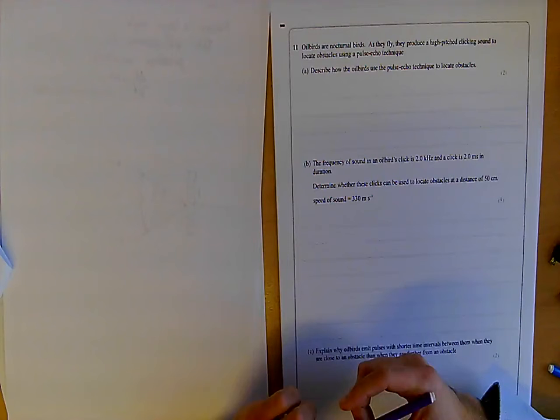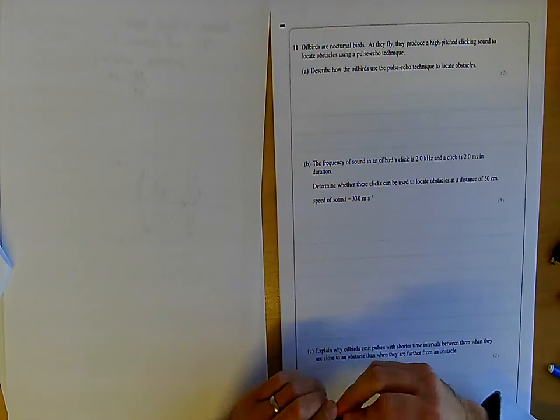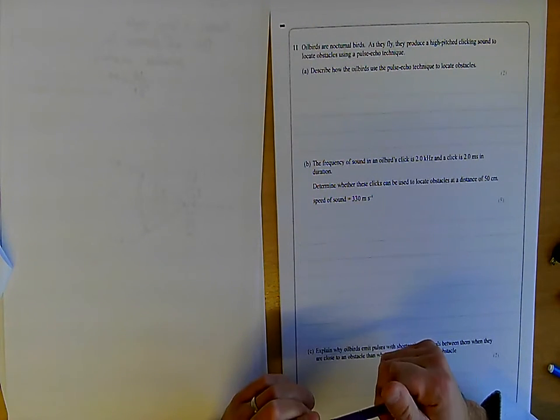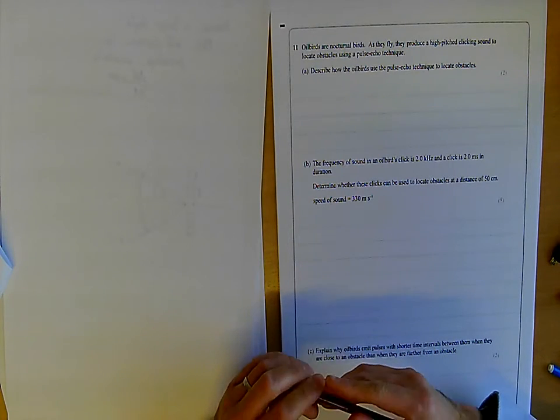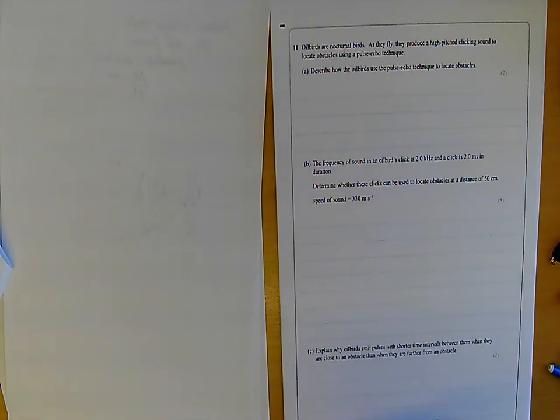Oilbirds are nocturnal birds. As they fly, they produce a high-pitched clicking sound to locate obstacles using a pulse echo technique. Describe how oilbirds use a pulse echo technique to locate obstacles.